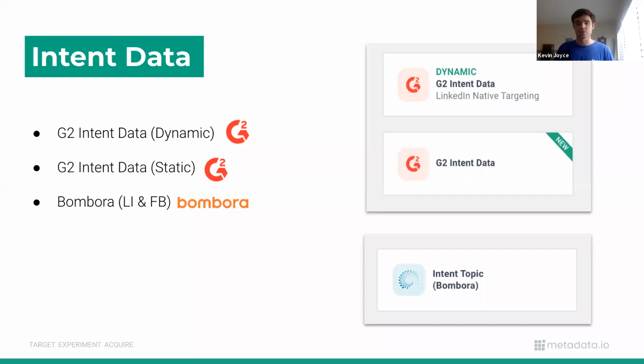Moving on to intent. As many of you may know, we also offer the ability to create audiences from intent sources like G2 and Bombora. G2 audiences can run dynamically in LinkedIn native and through MetaMatch on both Facebook and LinkedIn. Bombora audiences can run through MetaMatch on Facebook and LinkedIn, but not LinkedIn native. So it uses the MetaMatch data set to create those audiences.